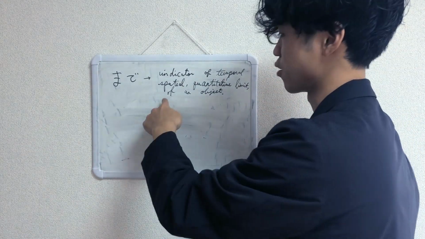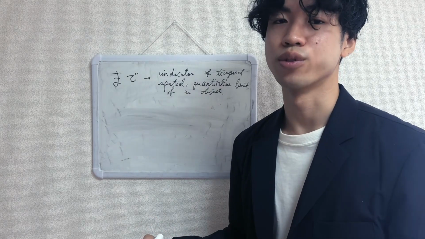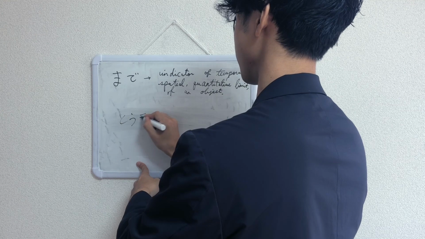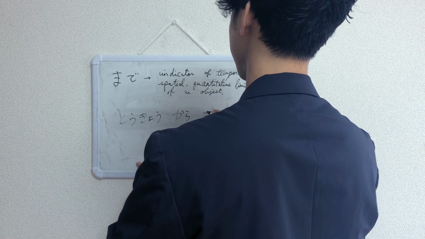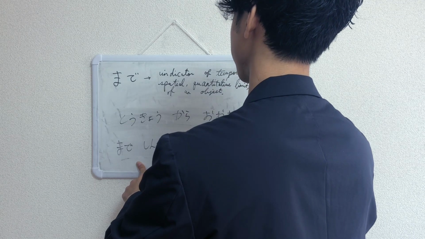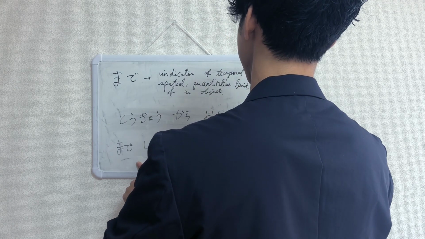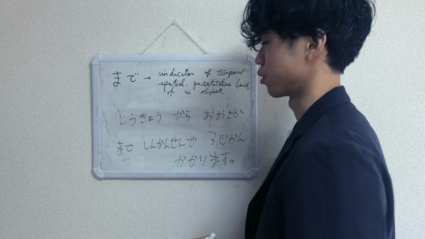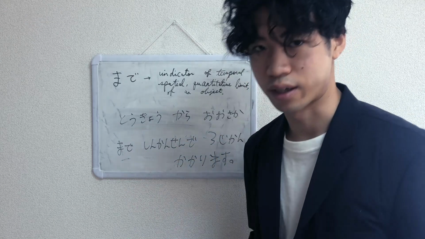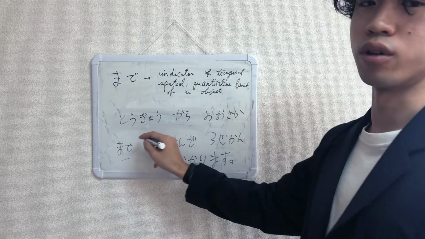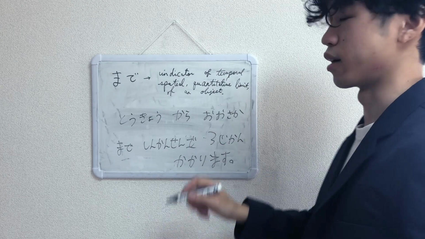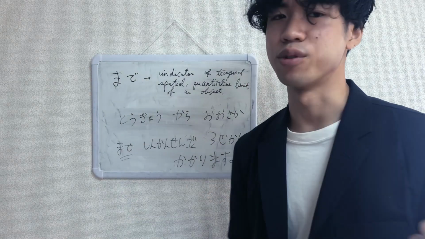Let's talk about spatial limit. 東京から大阪まで新幹線で3時間かかります。From Tokyo to Osaka, 新幹線, bullet train. で indicates the transportation method of a doing action.